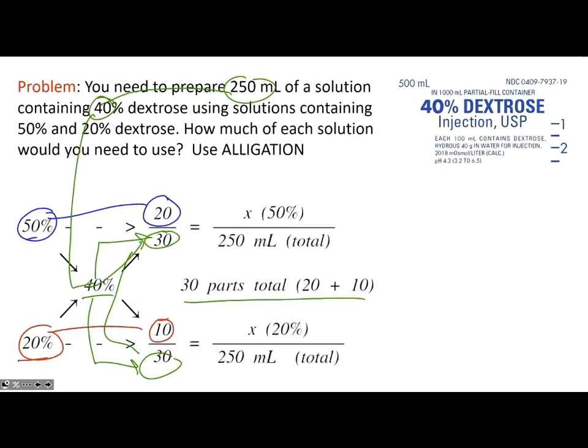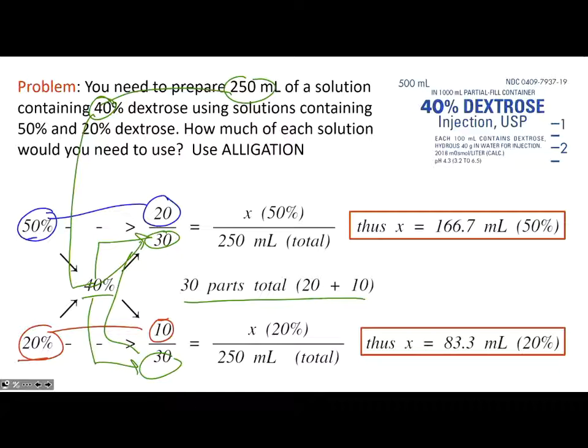So all we can do is set those proportions equal to x over the total, which is 250 mils. The 250 mils represents the 30 parts. So that's going to be the same for both my 50% and my 20%. So I set up those proportions, 20 over 30 equals x over 250. If I solve for that, this x here represents the 50%, so that gives me 166.7.